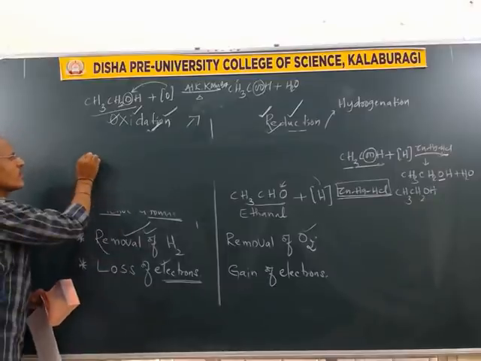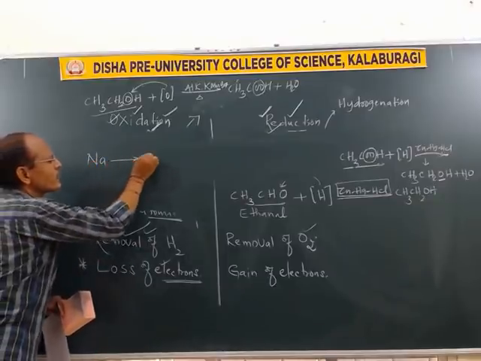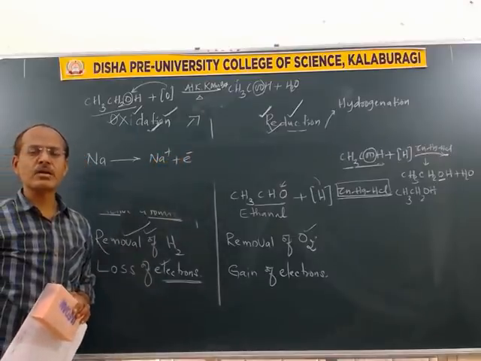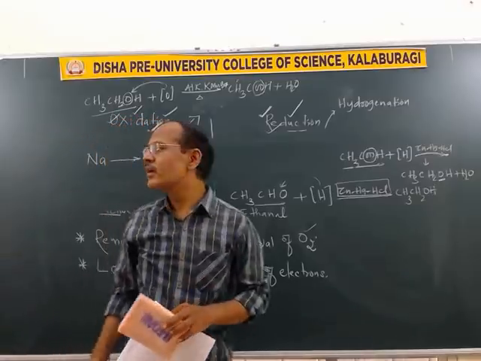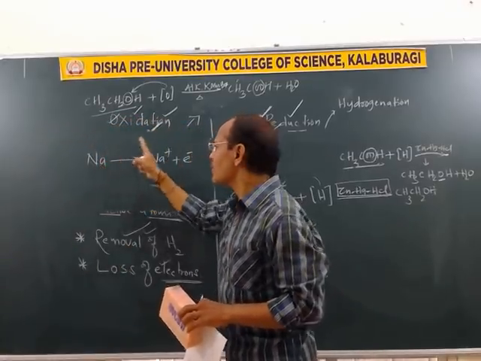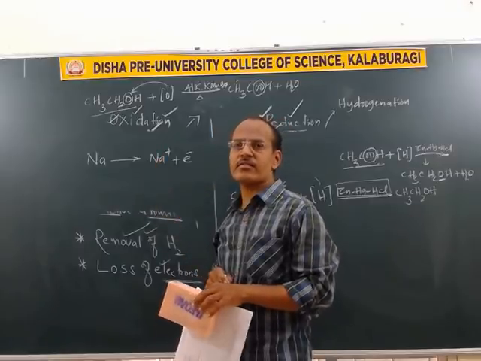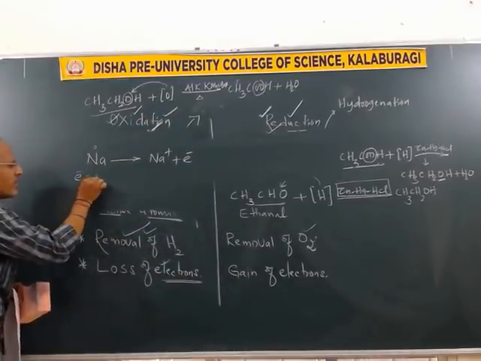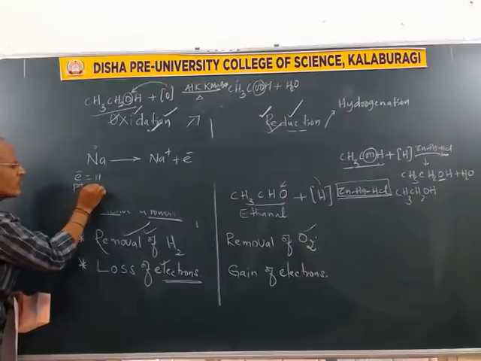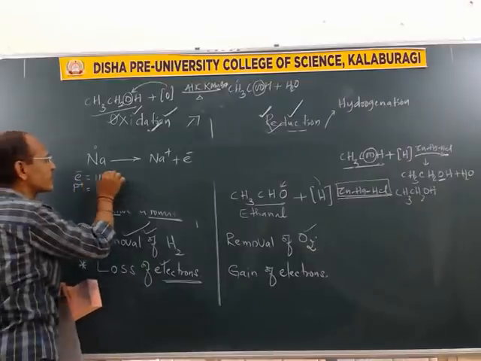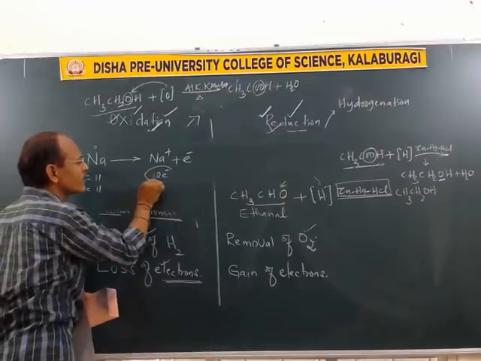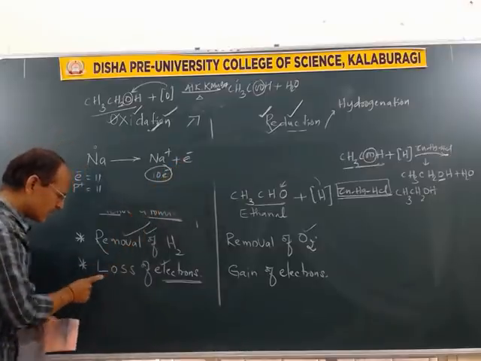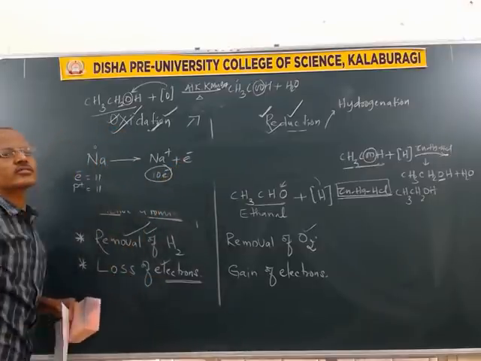Third definition. Na gives rise to Na plus plus an electron. Now what difference are you getting? Sodium after the reaction becomes Na plus. That means here the number of electrons will be 11, the number of protons will also be 11. But after the reaction, only 10 electrons are there. That means 1 electron is lost. That loss of electron is oxidation.